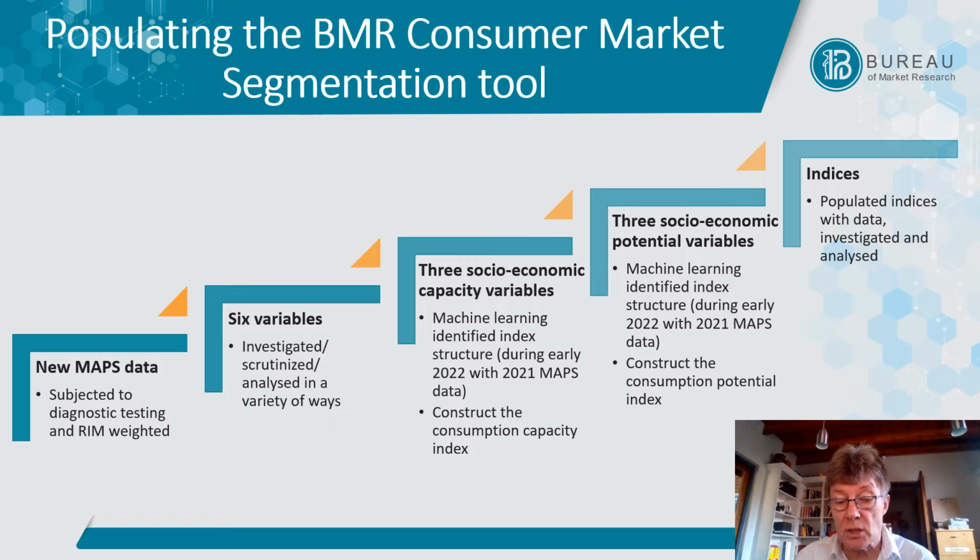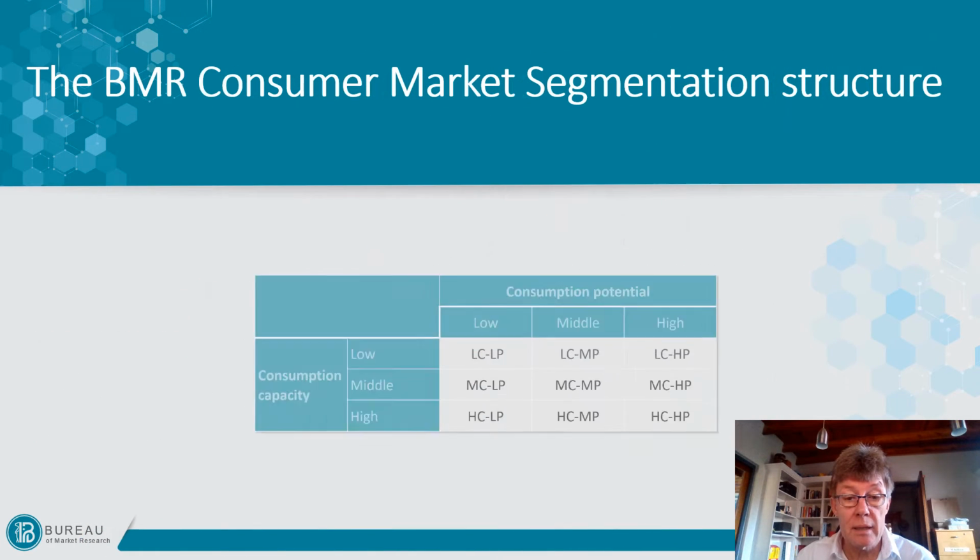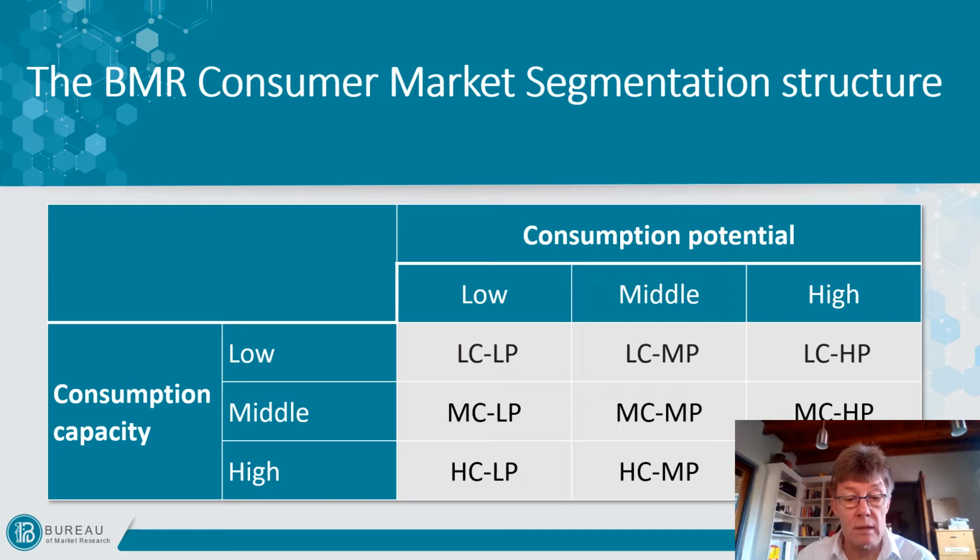For example, on employment, we had to ensure that it is similar to the results of the quarterly labor force survey. Then also, we had a long look at the three socio-economic capacity variables to ensure that they are very well structured, and we then used that to build the consumption capacity index by means of machine learning methods. We did the same with respect to the consumption potential variables, and what we realized was a final index with, on the one axis, consumption capacity and on the other one, consumption potential. And this index basically looks as follows.